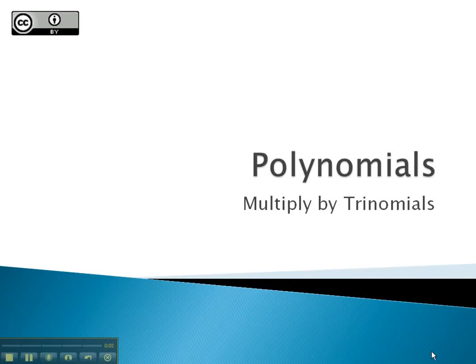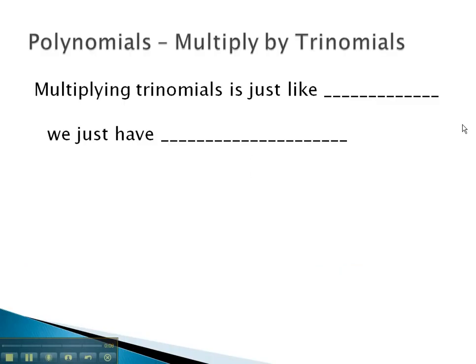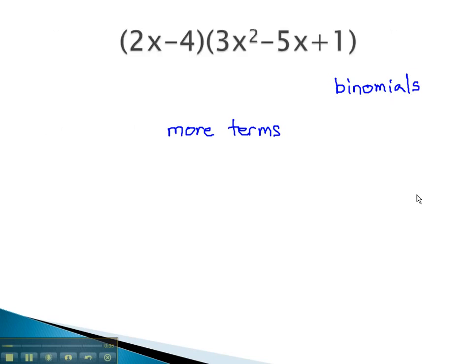In this video, we will look at how we can multiply polynomials with several terms. As we do, we will focus mainly on trinomials. We will find that multiplying trinomials is just like multiplying binomials. The only difference is we just have more terms. So let's take a look at some examples where we can follow the same patterns we had before in order to multiply our binomials and trinomials together.